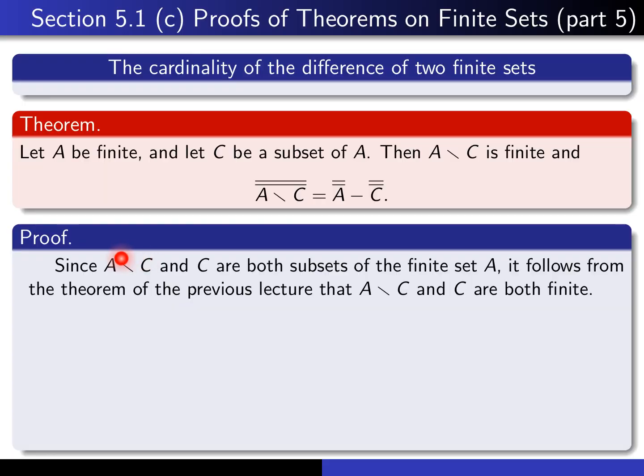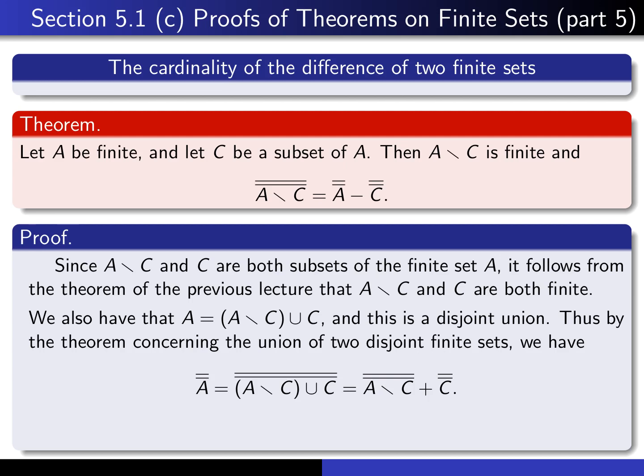First of all, since A minus C and C are both subsets of A, and A is assumed to be finite, it follows from the previous lecture video that A minus C and C are both finite. We also have this way of writing A as a disjoint union, and by the theorem concerning the union of two disjoint finite sets, we know that the cardinality of A is equal to the cardinality of this, but the cardinality of this, if we apply that theorem, is the sum of the two cardinalities.